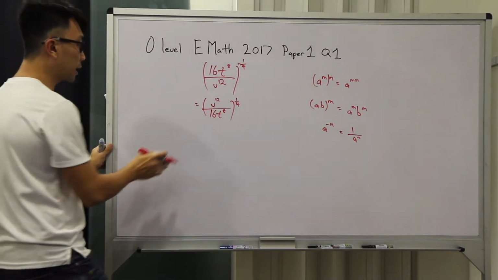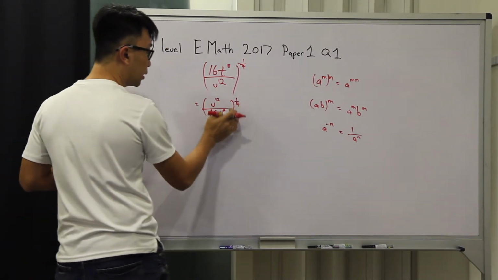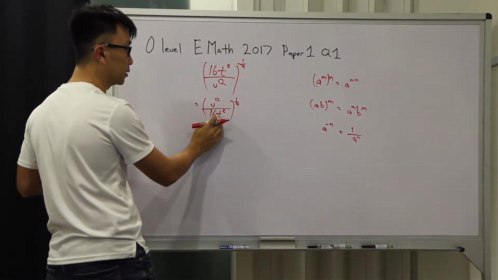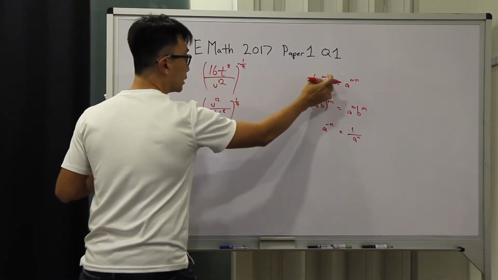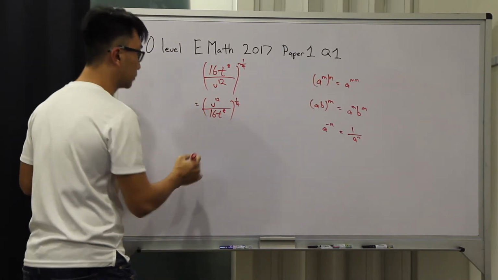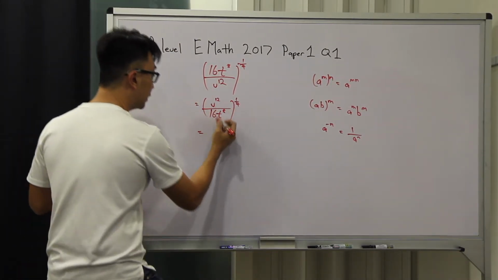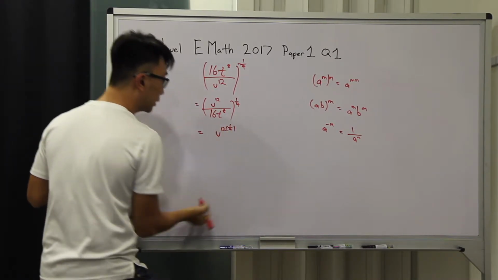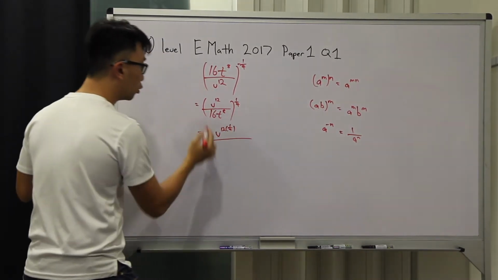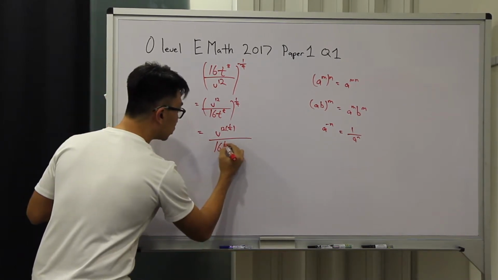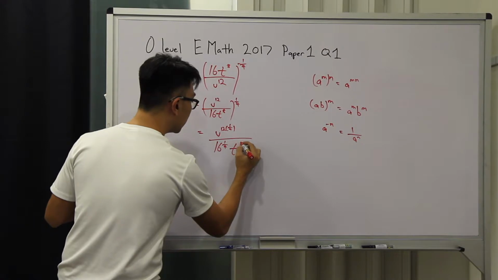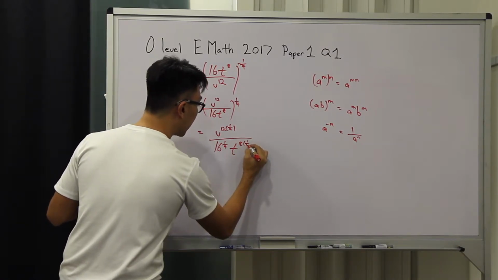whole thing to the power of 1/4. Alright, next we can actually apply the second rule and bring in our powers to each and every term that's in the fraction, bearing in mind that it's a multiplication of the powers. So we have v to the power of 12 multiplied by 1/4 over 16 to the power of 1/4 and t to the power of 8 multiplied by 1/4.